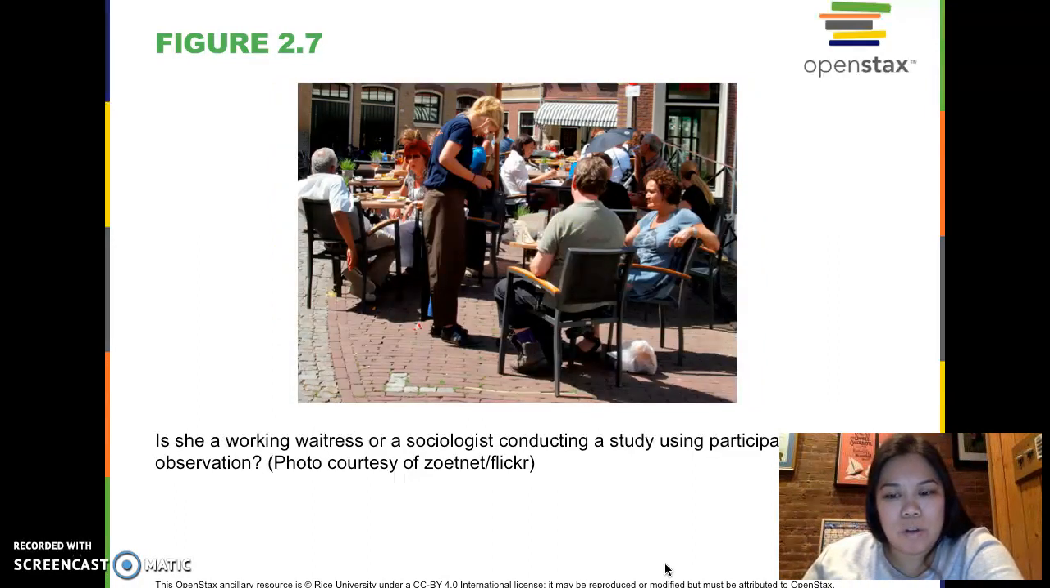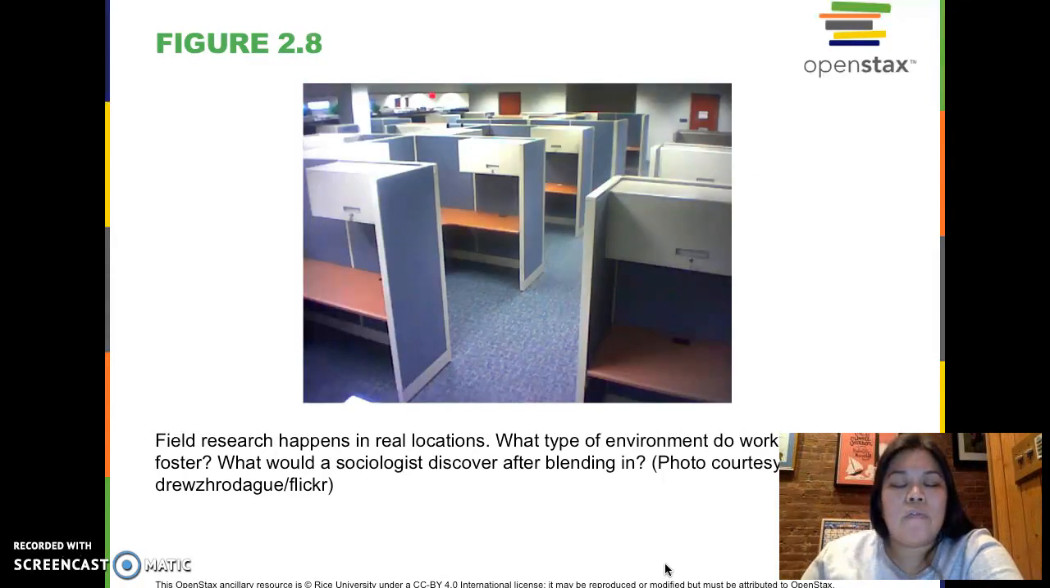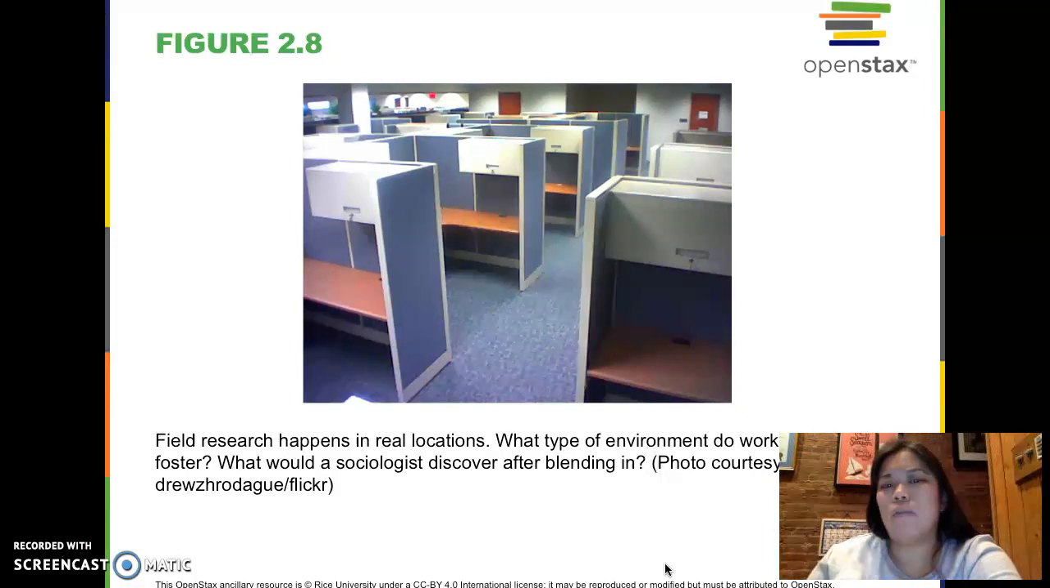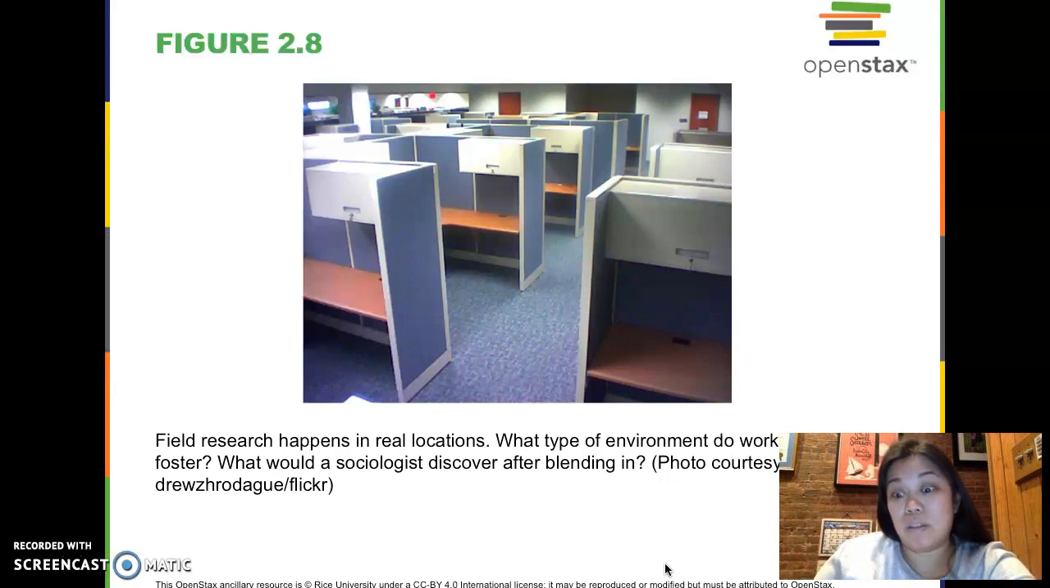In this picture, we talk a lot about whether this person is a waitress or a sociologist conducting a study using observation. You really can't tell. Field research happens in real locations. What type of environment do workspaces foster? What would a sociologist discover after blending in? So you really have to think about how you can assimilate and really understand the subjects of your study. What can happen in places like an office that looks like this?